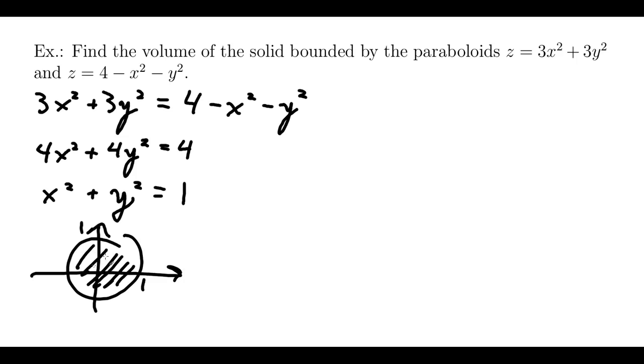If we think about what this means in 3 dimensions, we have this paraboloid z equals 3x squared plus 3y squared. So we'll have a rather steep upward pointing paraboloid. We have this one here that is 4 minus x squared minus y squared. So that will be a downward pointing paraboloid. And you see these will intersect along a circle. That is the circle directly above this circle in the xy plane. That would be down here.